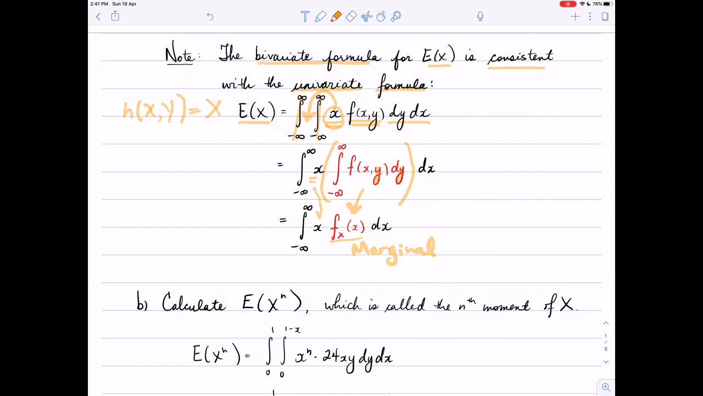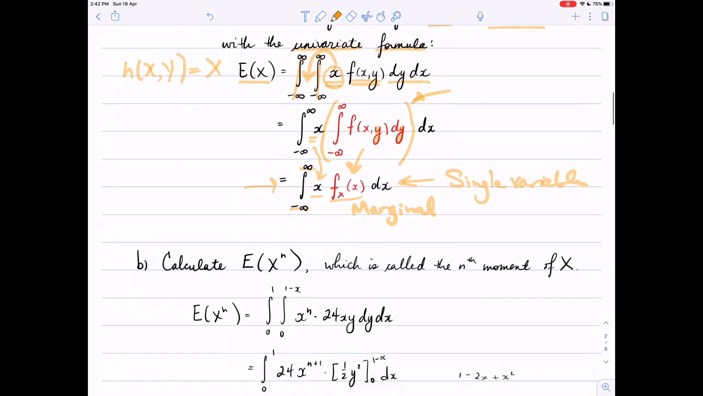The x stays on the outside, and then we have the integral from minus infinity to infinity of x times f sub X of x, which is exactly the single variable definition. So that is absolutely consistent, because the first step is to integrate out y, which means that in your second step you are obtaining exactly the single variable case.